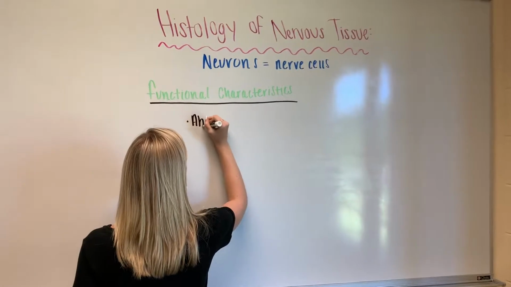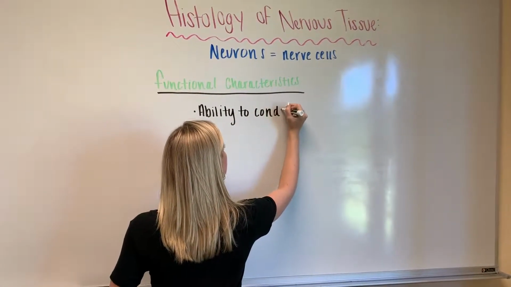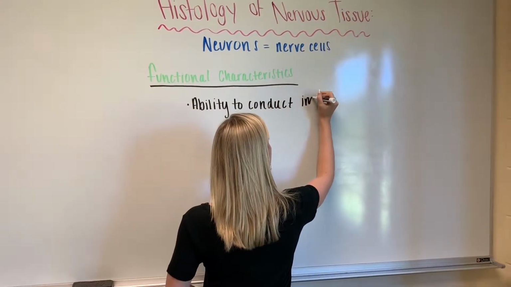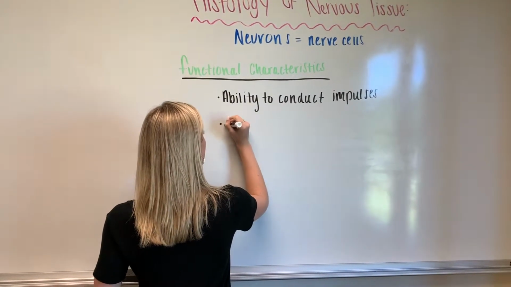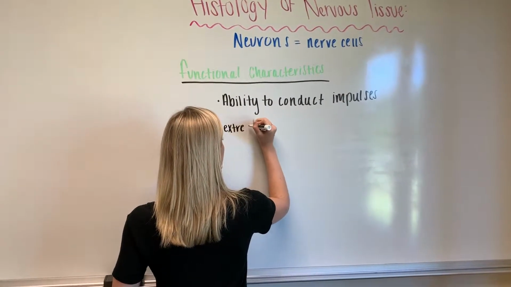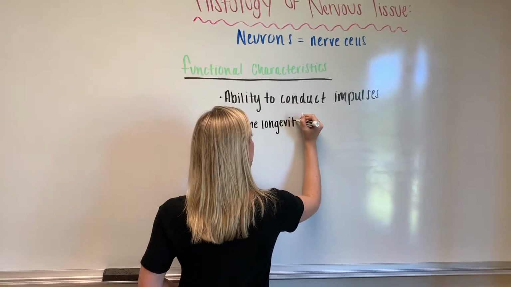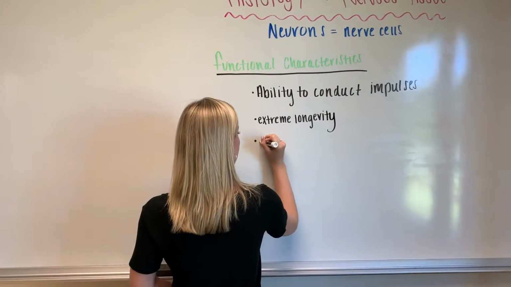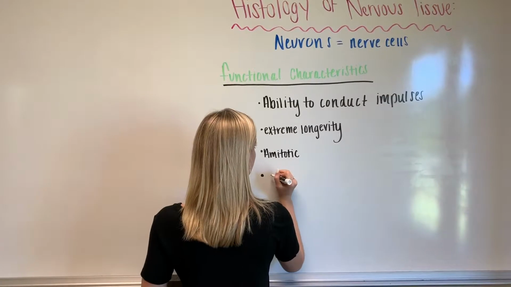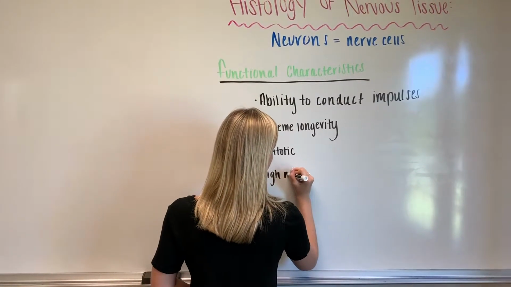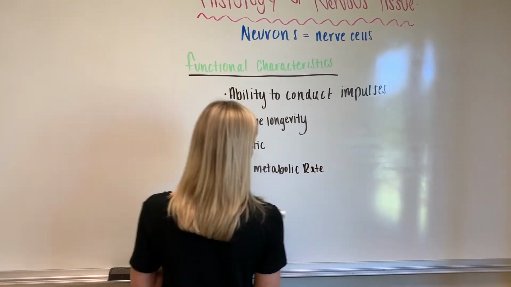Now we will explain the neurons. Let's start with the basics to get a better understanding. To begin, we'll cover the functional characteristics of neurons as well as the neuron's anatomy. There are four main functional characteristics of neurons that include their ability to conduct impulses. This is where our neurons carry electrical messages across the body. Next is their extreme longevity, meaning they can basically last a lifetime. They are amitotic, which means they do not divide. And lastly, they have a high metabolic rate and require a lot of oxygen and glucose.